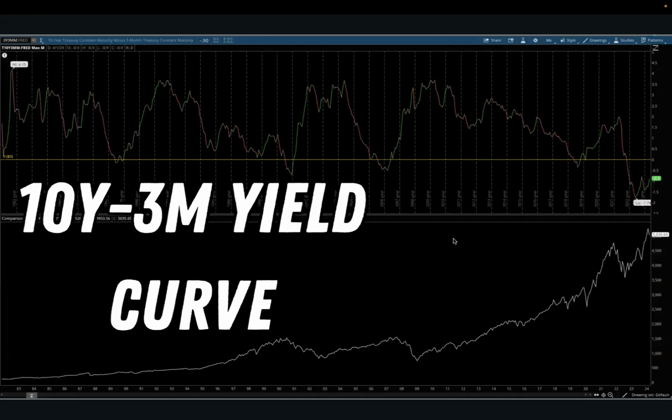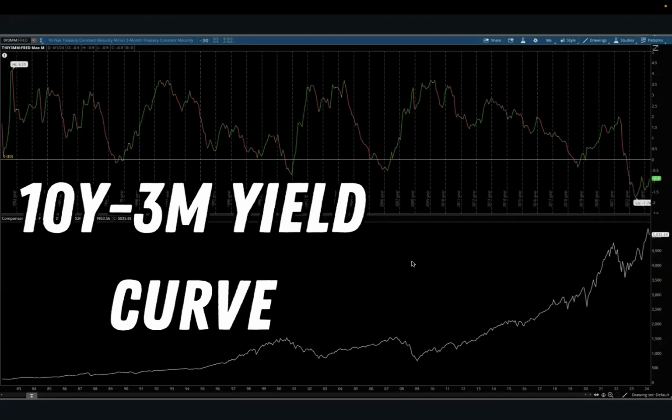Today we're going to go over the yield curve, which, if you didn't know, is actually accessible through Think or Swim. So you no longer have to go to a separate website or a separate platform, as many people don't really know that you can access this type of economic data through Think or Swim. So we're going to go over specifically the 10-year, 3-month yield curve, which is one of the most important yield curves to pay attention to, right? There's the 10-year, 2-year, and the 10-year, 3-month is also very important.